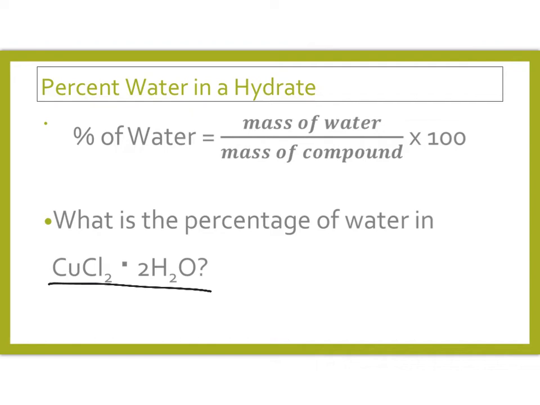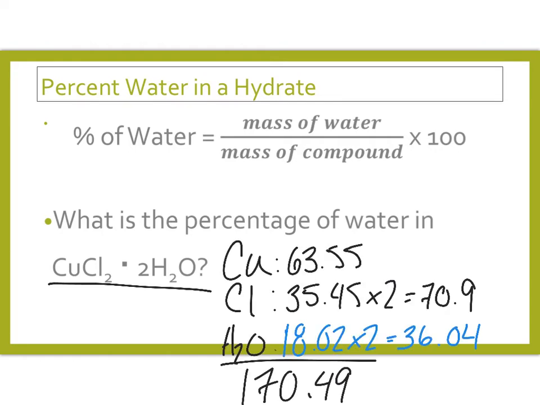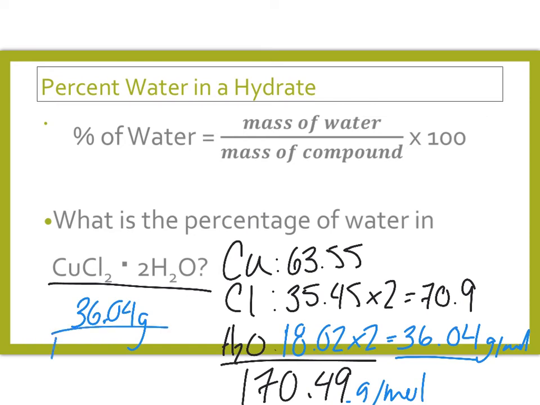Okay, so I'm going to go ahead and really quickly get this molar mass for you, and then we'll get started. Okay, so after some quick math there, the mass of water in this molecule is 36.04 grams per mole, and then the total mass of the compound, I should say, is 170.49. So I'm going to take that mass of water, 36.04 grams from water, and I'm going to divide that by the total.